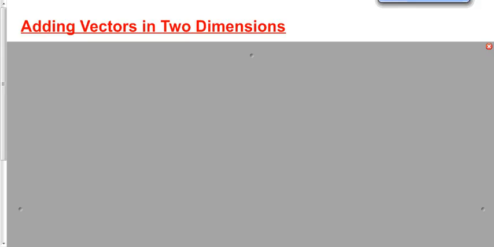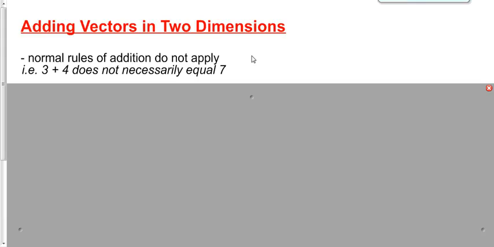Sometimes 3 plus 4 is equal to 7. Sometimes 3 plus 4 is equal to 1. Sometimes 3 plus 4 is equal to 5, or some other number entirely. If the 3 is in one direction and the 4 is perpendicular to that, when we add those together, we don't get 7 or 1, we get 5. So today we're going to learn to add those vectors in 2 dimensions. When we do that, the normal rules of vector addition, the rules that we learned in grade 1, and then the somewhat more complicated rules of vector addition in 1 dimension that we learned in grade 6, they don't apply anymore.